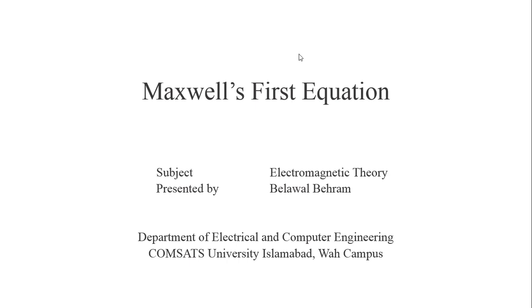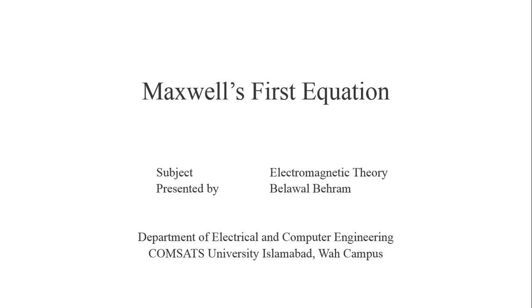Bismillahirrahmanirrahim. In our last class, we had discussed the divergence of a vector field. We can define the divergence of any vector field as the total outward flux that is leaving any volume element enclosed by a closed surface per unit volume as the volume shrinks to zero. So this is actually the divergence of any vector field.